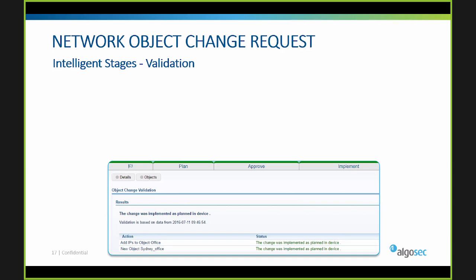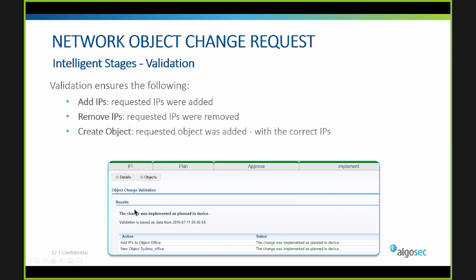Once you've deployed it, we have a validation stage, and it just makes sure that we did exactly what we were supposed to do. We deleted the right object. We created the right object with the right IPs. We added the right IPs to the object, or we removed the right IPs from the object. There is no match stage for object changes.